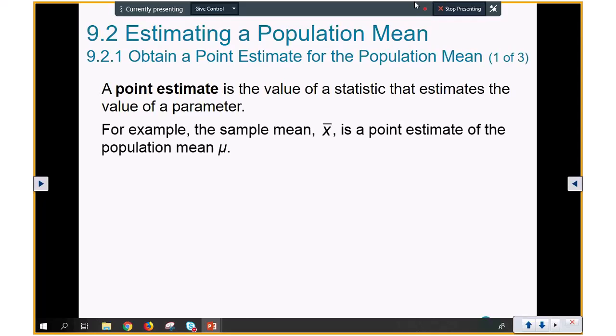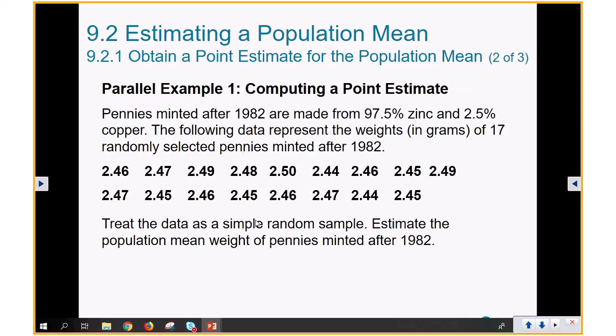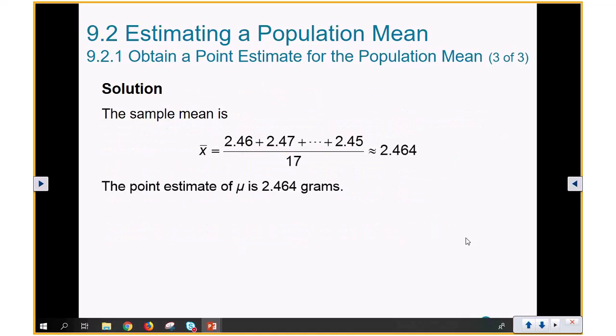Okay? It's a little play on words. There's reject the null hypothesis and fail to reject the null hypothesis. So, for example, the sample mean, X bar, is a point estimate of the population mean. And you see that we go through and we got an example here, and you can go through and find the actual mean, and that's what they did right here, 2.464.